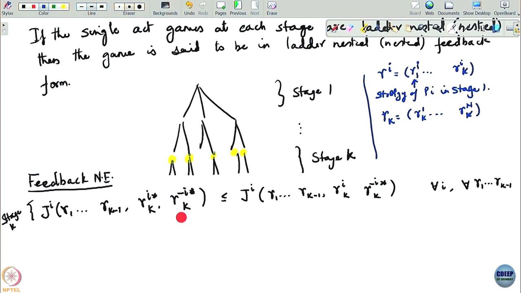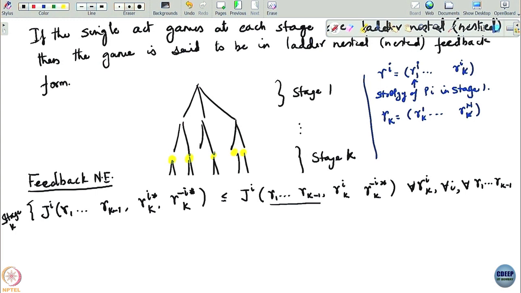Now this has to be better than this, okay. So what is there on the right-hand side? Here player i has deviated in stage k to a strategy gamma_i^k. He has deviated from his star strategy in stage k, others are still sticking to their star strategy, which is minus i, k. And on the right-hand side, I have the same k minus 1 profiles for the previous k minus 1 stages, the same ones that are there on the left. We want the left to be less than or equal to the right for all players i, for all gamma_i^k, and for all gamma^1 to gamma^(k-1). Why is there a for all gamma^1 to gamma^(k-1)?